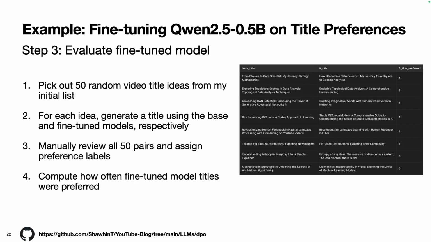And then, "Mechanistic Interpretability: Unlocking the Secrets of AI's Hidden Algorithms," or "Mechanistic Interpretability in Video: Exploring the Limits of Machine Learning Models." I feel like these are both good, but this "mechanistic interpretability in video," that doesn't make sense. So one thing that was happening is Qwen was getting confused because the prompt said, write me a YouTube title idea based on this. And for whatever reason, it wanted to put "video" or "YouTube video" in the title itself, which is just not necessary. So I did this for 50 different pairs, and the fine-tuned titles were preferred 68% of the time.